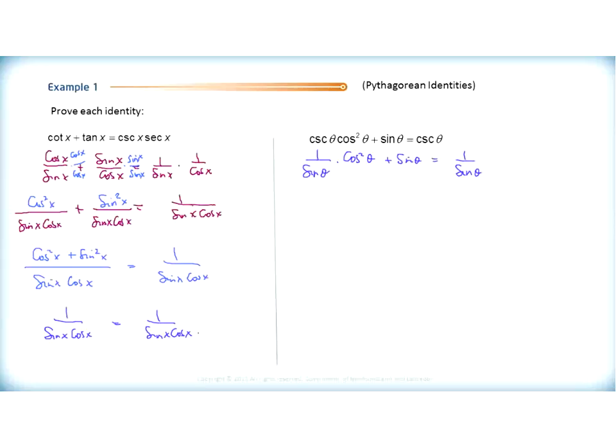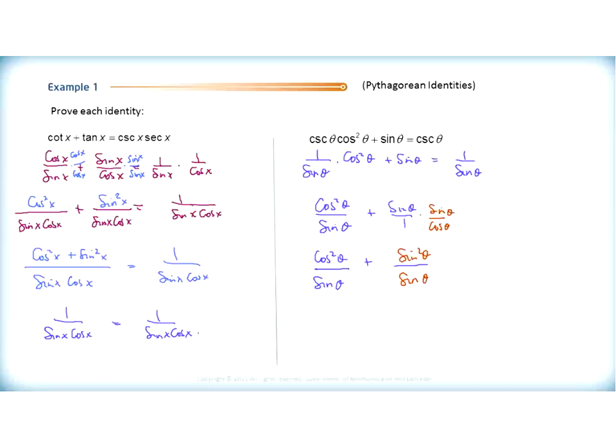So 1 over sine times cosine squared can be written as cosine squared over sine, of course, plus sine theta over 1. Nothing I can do here, only add the two fractions. In order to add the two fractions, I've got to get a common denominator, which in this case would be sine theta. To get a denominator of sine theta here, I've got to multiply by sine theta over sine theta. And sine theta times sine theta is sine squared theta.